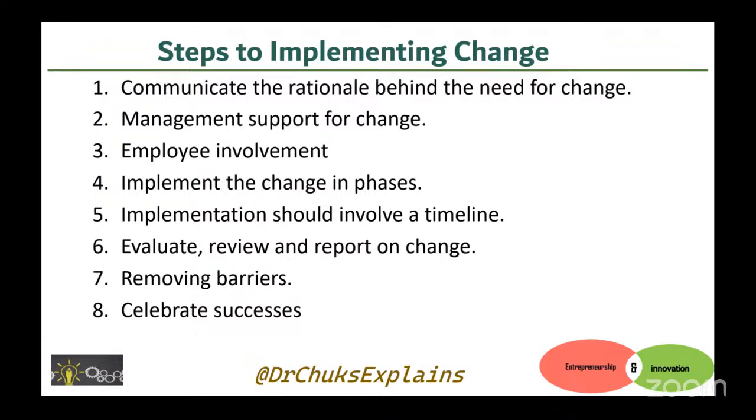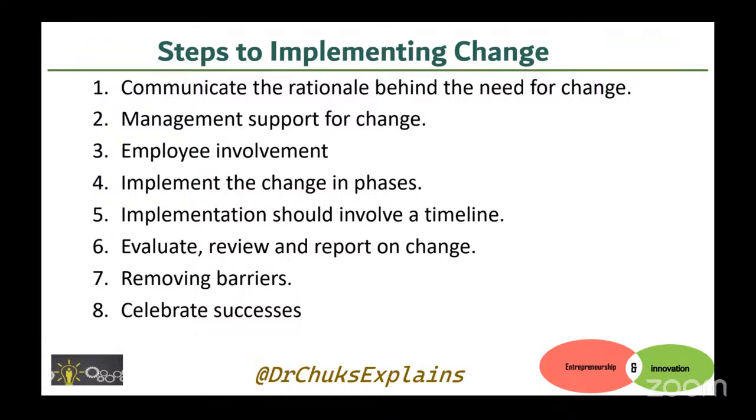Number 6, you evaluate, review, and report on the change. This is very important because at each point of evaluation, there's always a decision to take. Should we continue? Should we improve? Should we tweak the way we are doing things? And that is quite important for such change.